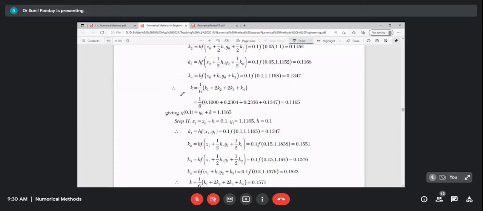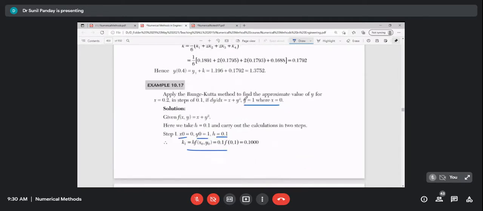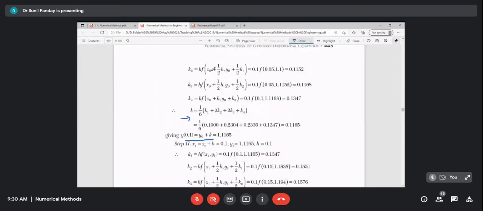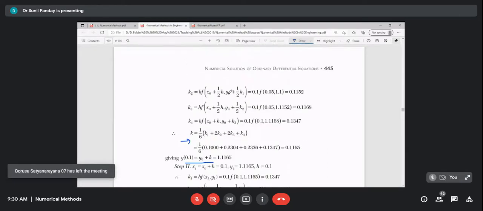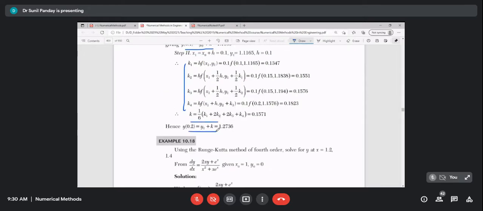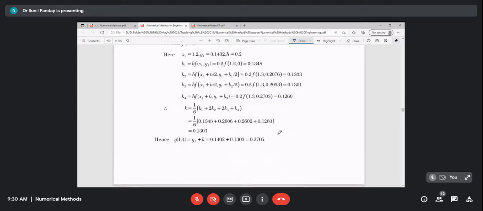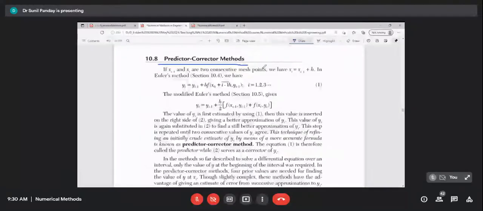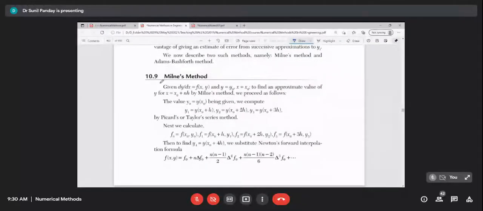Finally the value of k is this one, and then you calculate y naught plus k. Because in the question we want the value of y at this point, everywhere there is x naught we replace it by x1, and wherever there is y naught we replace it by y1, and then we apply the Runge-Kutta method the second time, and then we have these k values. Similarly this. Then we have the predictor-corrector method, and this one.